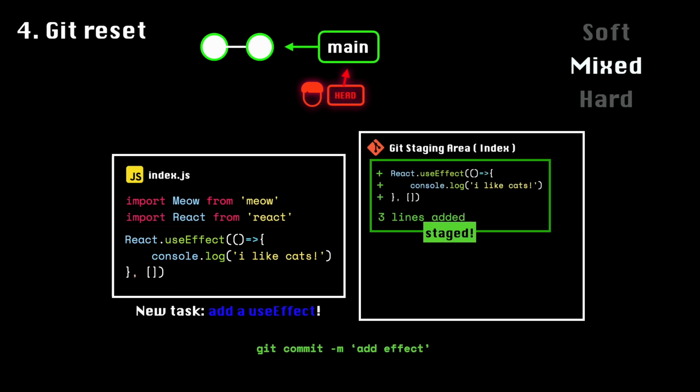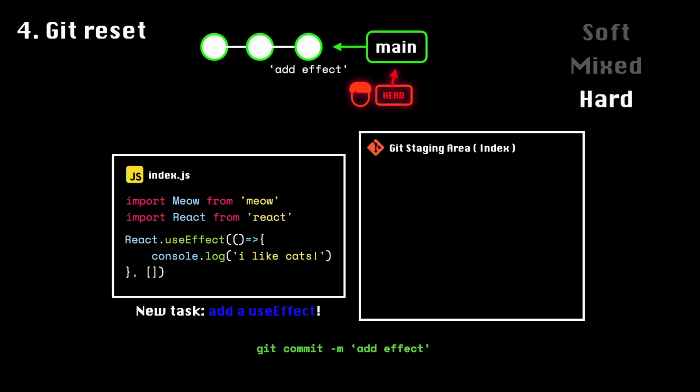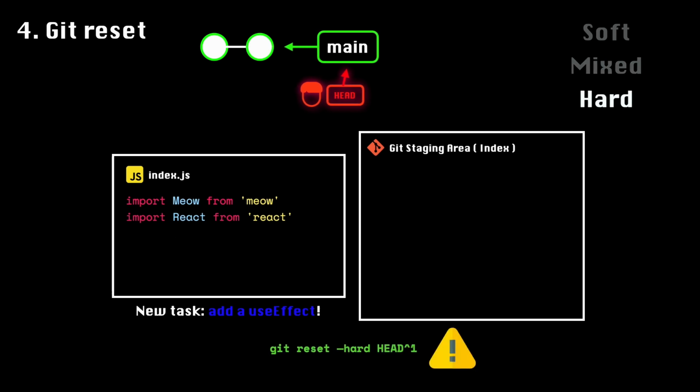Lastly, we take a look at a hard reset. Running this command completely resets our repository to how it was at that previous commit. All our changes have been thrown away, and it is as if we have time traveled back. But be careful when you do a hard reset. You may unintentionally lose changes.